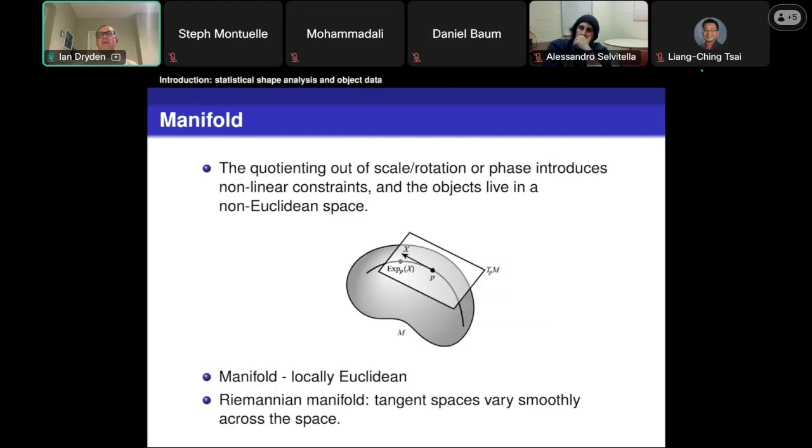And as I've said, there's a non-linear aspect to this usually. So when you're getting rid of scale or rotation or phase, then the data live in a non-linear manifold. So something like the following picture, which is like a smooth manifold. Locally, if you look really closely, it'll look like a Euclidean space, but there's some curvature often. And a Riemannian manifold is where you have tangent spaces like this one here, which vary smoothly across space.